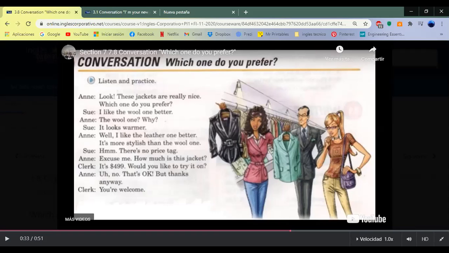Look, these jackets are really nice. Which one do you prefer? I like the wool one better. The wool one? Why? It looks warmer. Well, I like the leather one better. It's more stylish than the wool one. There's no price tag. Excuse me, how much is this jacket? It's $499. Would you like to try it on? Oh, no, that's okay, but thanks anyway. You're welcome. Okay, thank you.